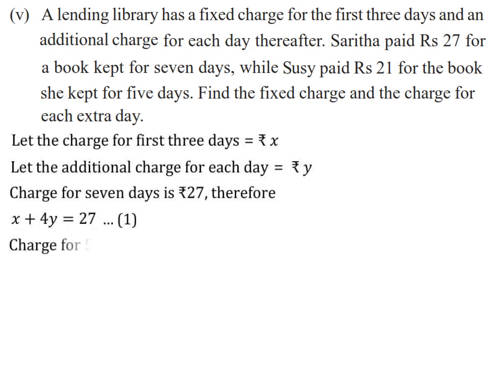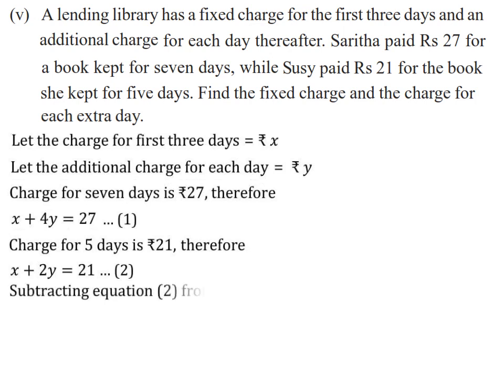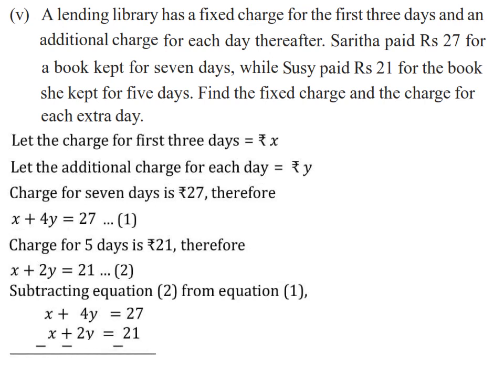The second condition is the charge for 5 days is rupees 21. So my equation will become x plus 2y equals 21, and that is my second equation. Again subtracting equation number 1 and 2 because the coefficients of x are equal. So subtracting equation 2 from equation 1, I will get x plus 4y equals 27 and x plus 2y equals 21. Now changing the signs of all terms, x will be eliminated, so I will get plus 4y minus 2y, which equals 2y. So 2y equals 6, which implies y equals 3. So this is my value of y.